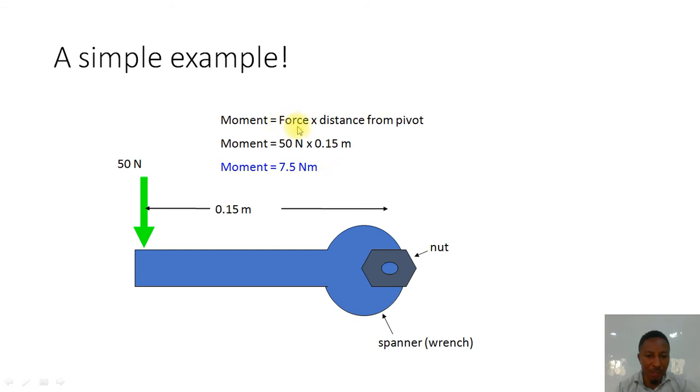Okay, so we can actually calculate the moment. The moment will be 50 times 0.15. That is the force times the perpendicular distance to the pivot. Notice that this is the position of the pivot, isn't it? So the moment is 7.5 Newton meter.